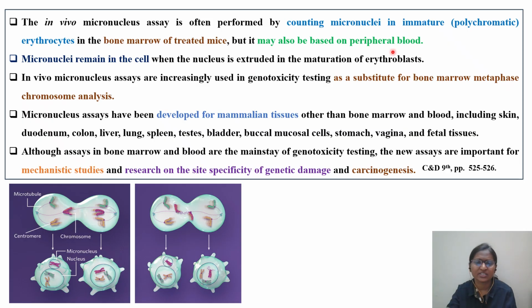When the final erythroblast cells are formed, no, this micronuclei come out of that cell. It will be extruded in the maturation of this erythroblast, right? Whenever this cell division is taking place.